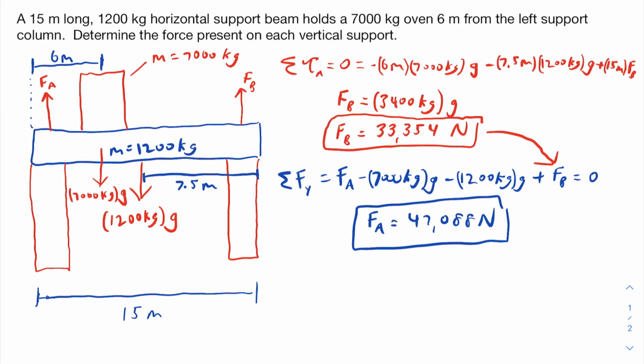It's important to note that what we found are the forces exerted on the horizontal beam by each of the vertical supports. Because the problem asked to find the force present on each vertical support, these forces would actually act in the downward direction.